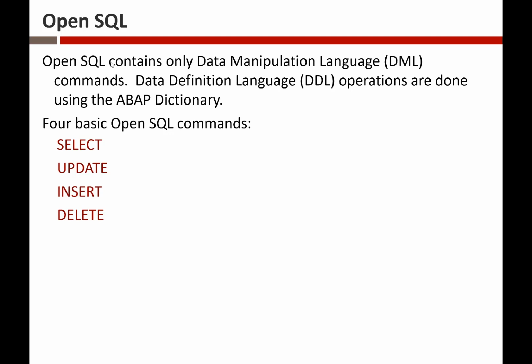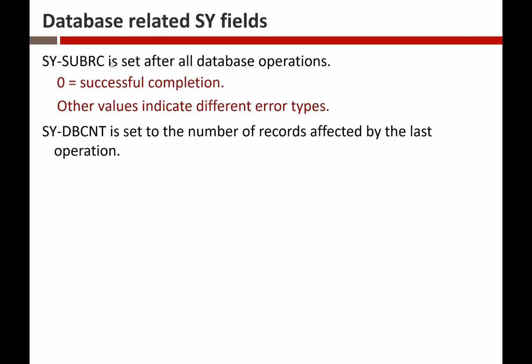You cannot do other data definition operations inside an ABAP program, because that's all done in the ABAP dictionary. So all of the commands you know about creating tables and changing the structure of tables and dropping tables, all that goes away in OpenSQL. So OpenSQL pretty much just focuses on the 4 commands that make up data manipulation language, that being select, update, insert, and delete. And so we'll talk about those.